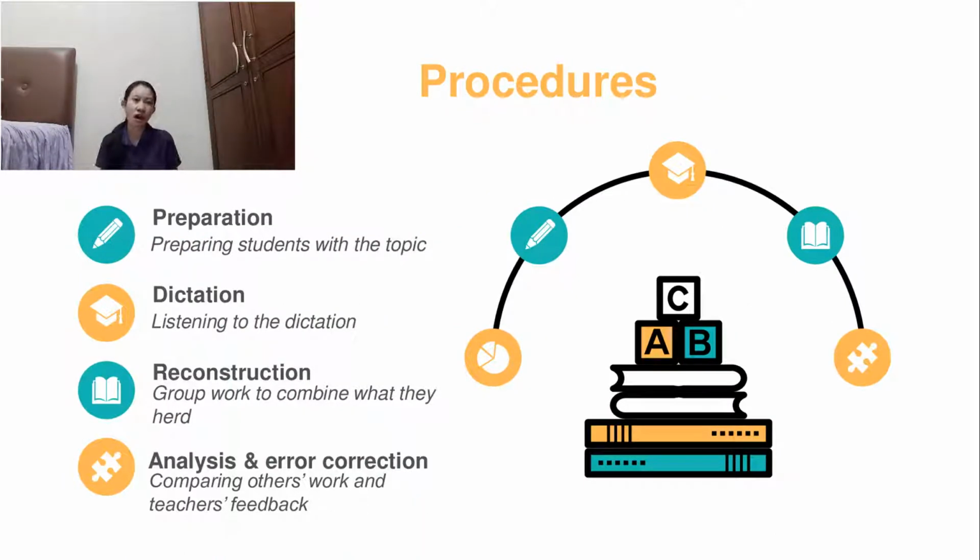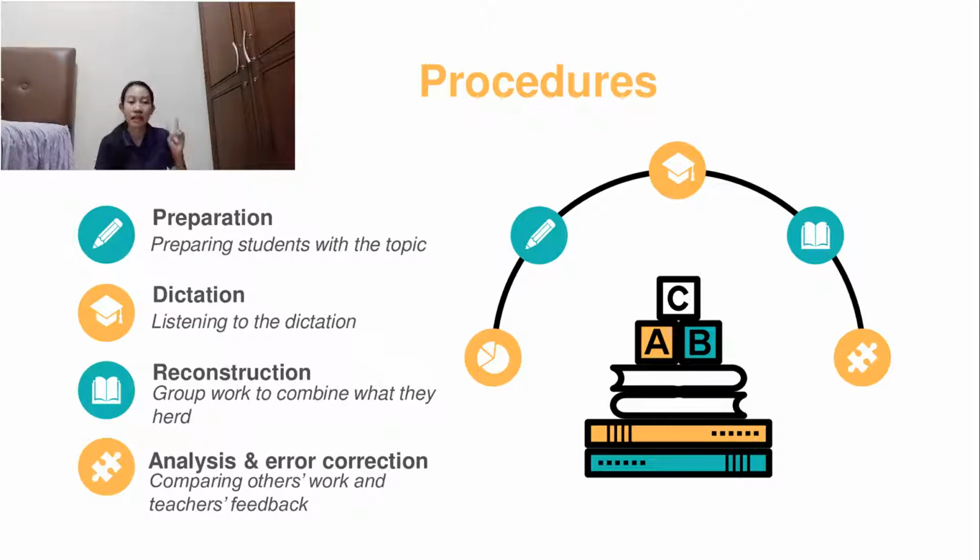And about the procedure, there are four stages of the Dictogloss procedure that are suggested by Wajnryb in 2017. The first stage is preparation. This stage includes preparation from teachers to explain about today's topic. This stage can be done through various kinds of activities such as class discussion, brainstorming, question and answer sessions, or predicting text content from pictures or vocabularies. This stage is aimed at engaging students with the topic that will be discussed by the teachers and students.